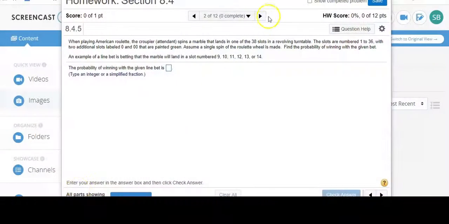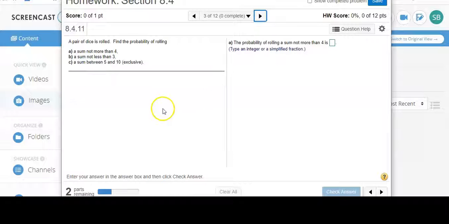Okay. Next. All right, a pair of dice is rolled. Find the probability of rolling a sum that is not more than 4, a sum not less than 3, and a sum between 5 and 10 exclusive. All right, so I'm going to pause this and I'm going to find a chart.